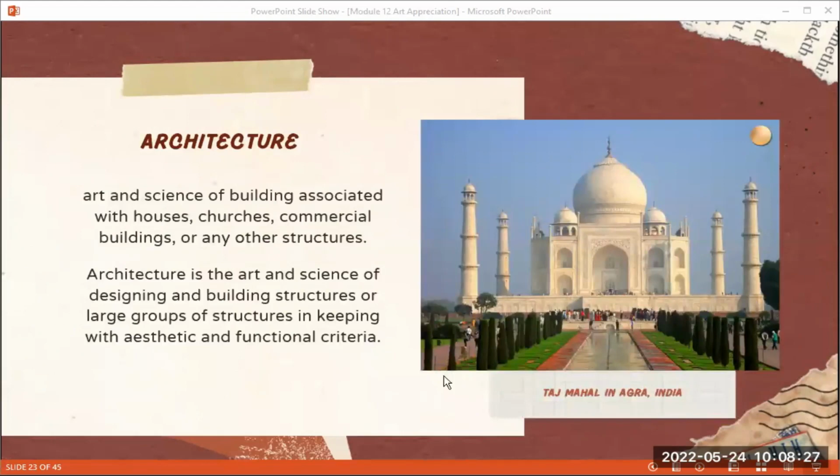Now, architecture is the art and science of building associated with houses, churches, commercial buildings, or any other structure. Now, architecture is the art and science of designing and building structures or large groups of structures in keeping with aesthetic and functional criteria. In this picture, this is the Taj Mahal in Agra, India. This is included on the World Heritage list, one of the most notable architectural works.